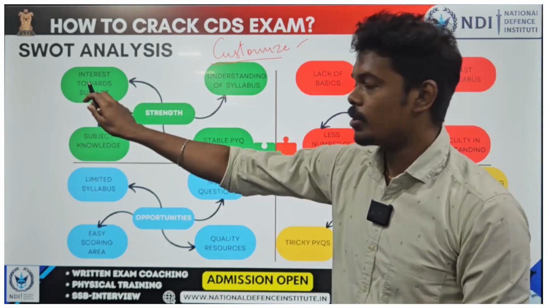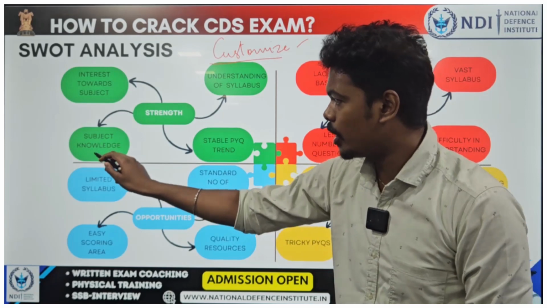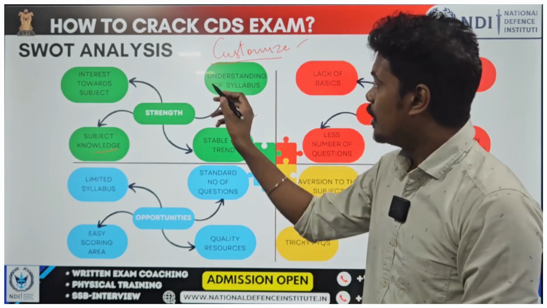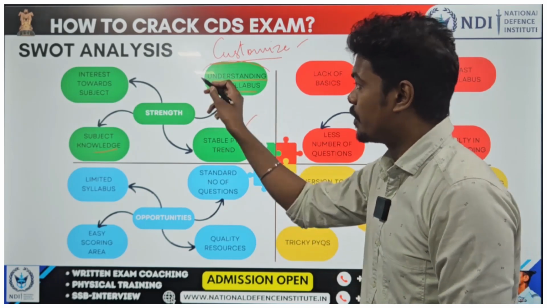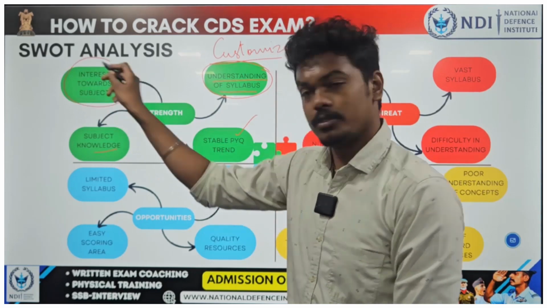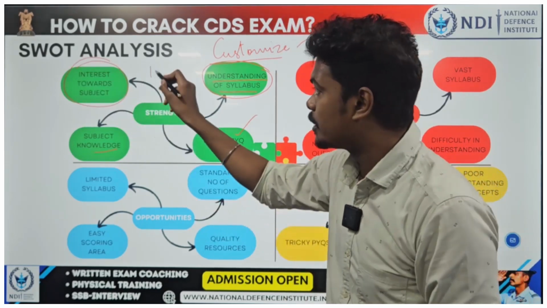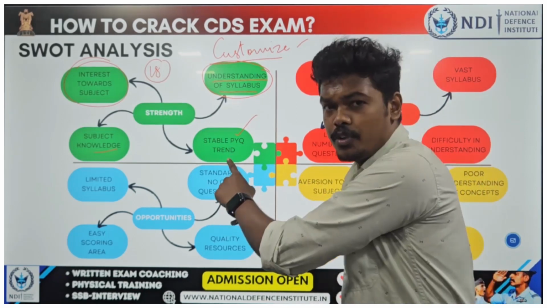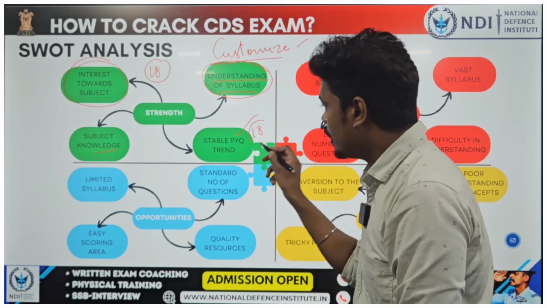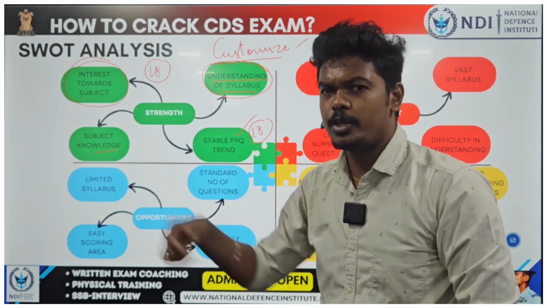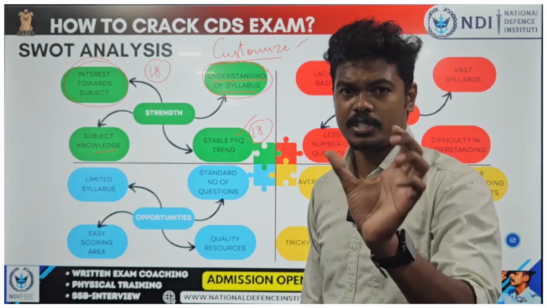You see, interest towards the subject, knowledge, stable previous year question trend, strength, and understanding of the syllabus. This is the very basic. For example, some people like geography a lot, and geography is around 18 questions. If you are interested towards geography and you see the stable trend for geography is 18 questions, 18 is a big number. Also subject knowledge, since you are interested, you will be having a basic level of subject knowledge, then that is enough.